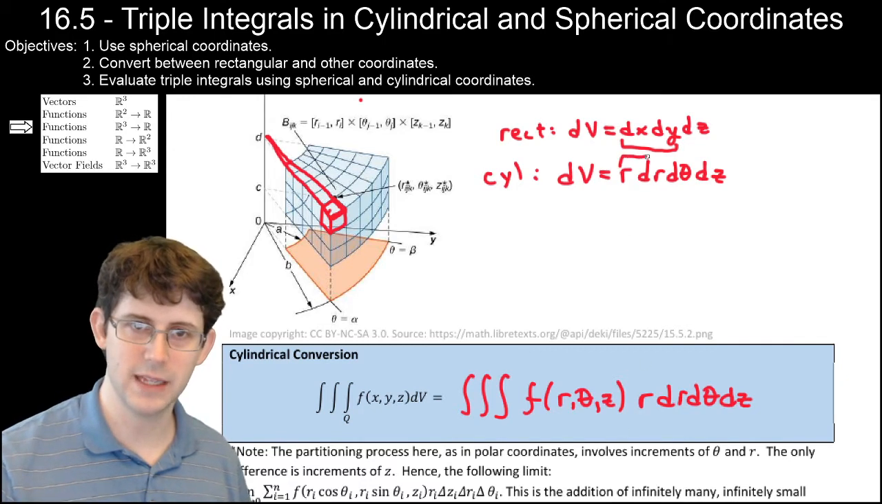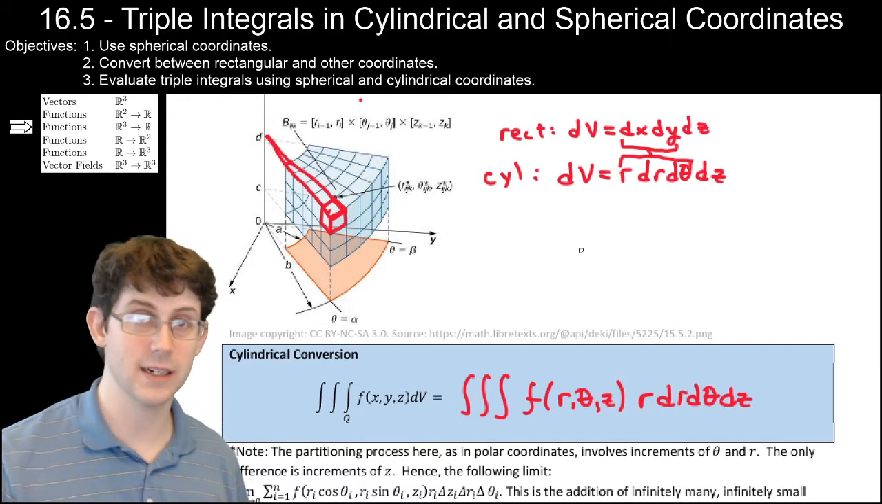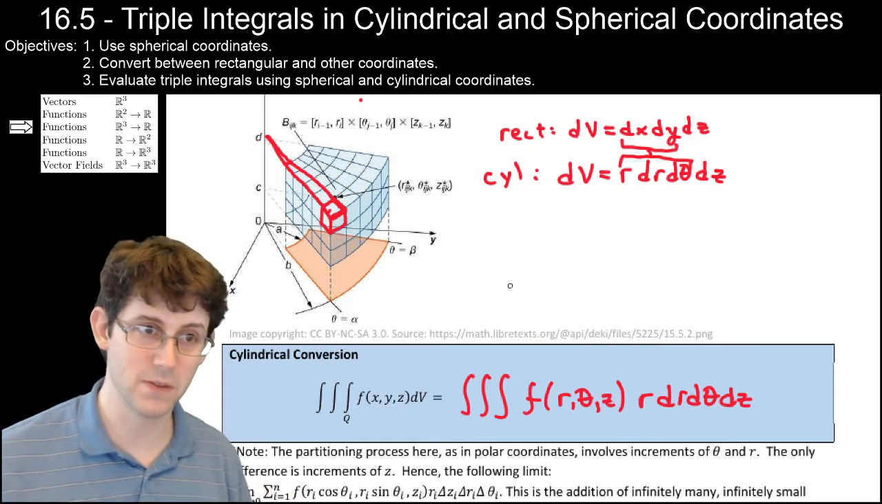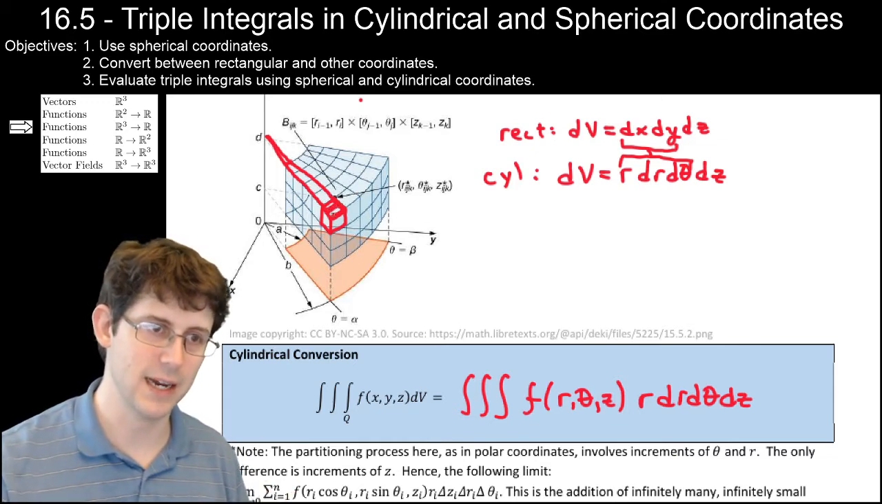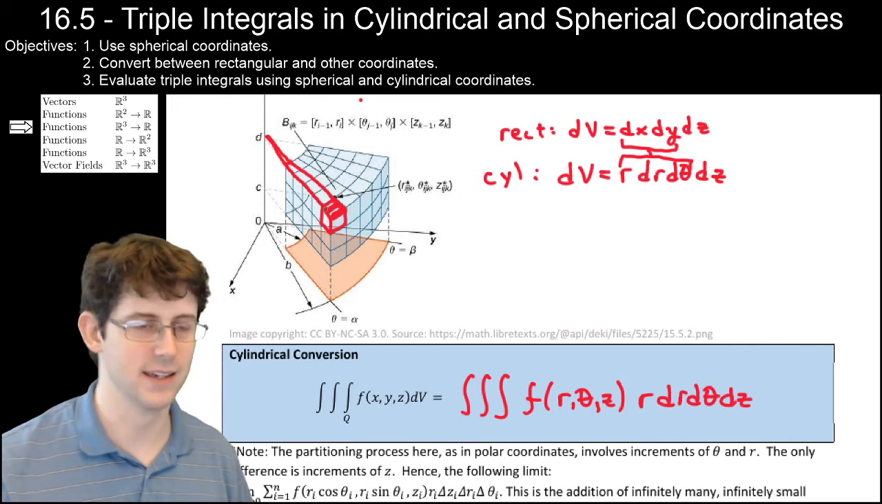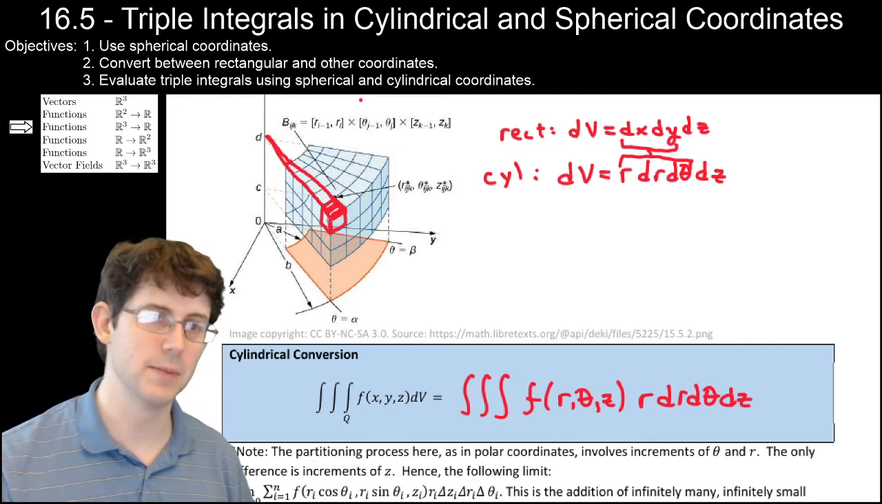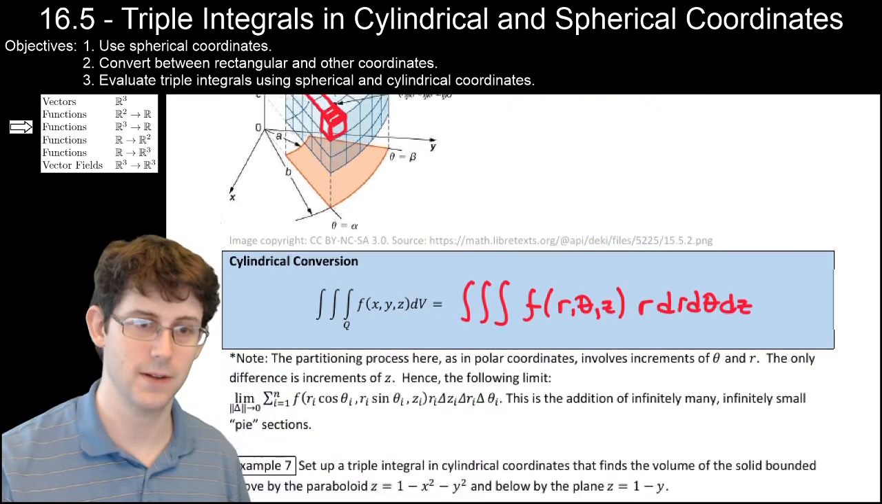So the argument that we need to make for cylindrical coordinates, we can just copy from before: the area of this little box is r dr d theta instead of just dr d theta. And then we just multiply by dz because we're leaving the z's alone.